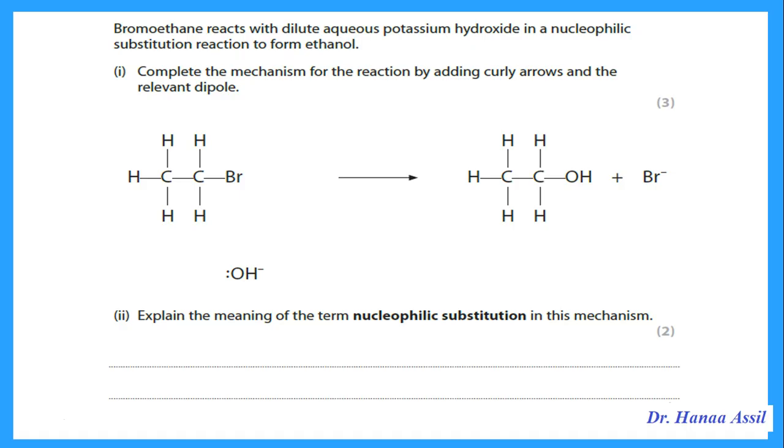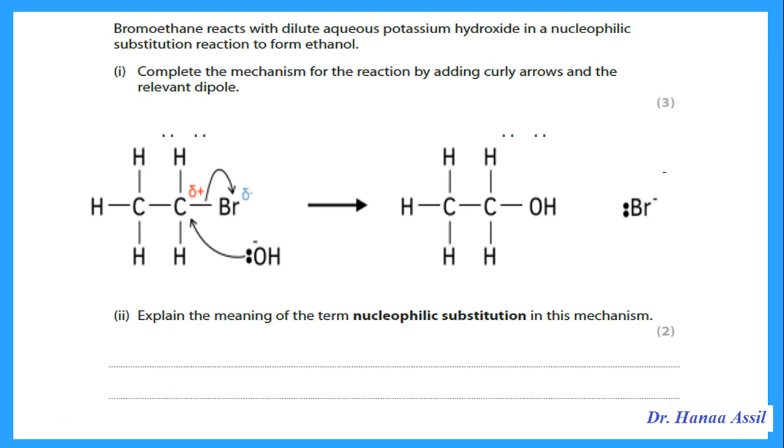Bromoethane reacts with dilute aqueous potassium hydroxide in nucleophilic substitution to form ethanol. Again, complete the mechanism. If we complete the mechanism, we said the lone pair of electrons on the oxygen will attack the slightly positive carbon, and the electrons in the bond between the C-Br will go to the Br, which is slightly negative. Now the question says, explain the meaning of nucleophilic substitution.